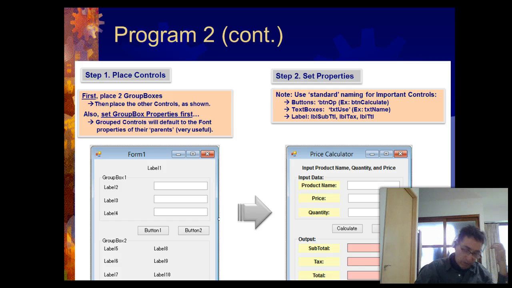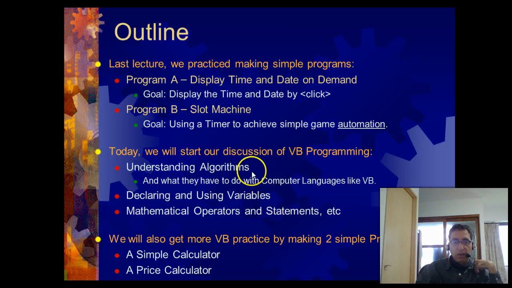Okay, but before that, we're going to talk about some programming issues. So let's start with that. Okay, so in our last lecture, we practiced making simple programs. And for homework, you made program A and program B. A was to display the time and date, and B was the slot machine. And you used the timer that created the tick events, and on every tick event, you would have an update.